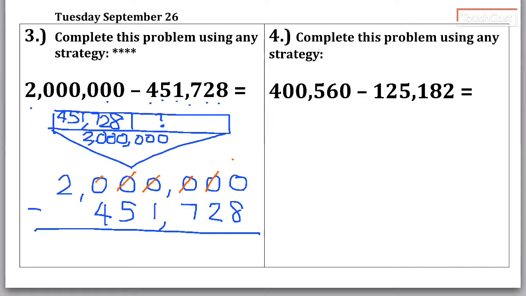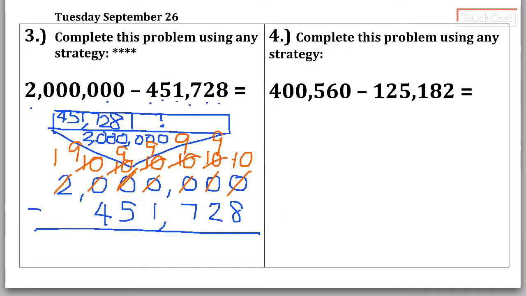Can't do it, so we keep borrowing across. Alright, so now I have 2 million. I'm going to borrow, so I have 1 million, and now 10 hundred thousands. Borrowing that. Okay, now I have 10 ten-thousands, 9 ten-thousands, and I move it over. Now I can borrow over again. 10,000s becomes 9,000s. This becomes 10 hundreds. Whew! Lost my train of thought. Alright, 10 hundreds, borrow from there, becomes 9 hundreds. This becomes 10 tens. Alright, we're almost back all the way home. Borrow from here. Now we have 10 ones.